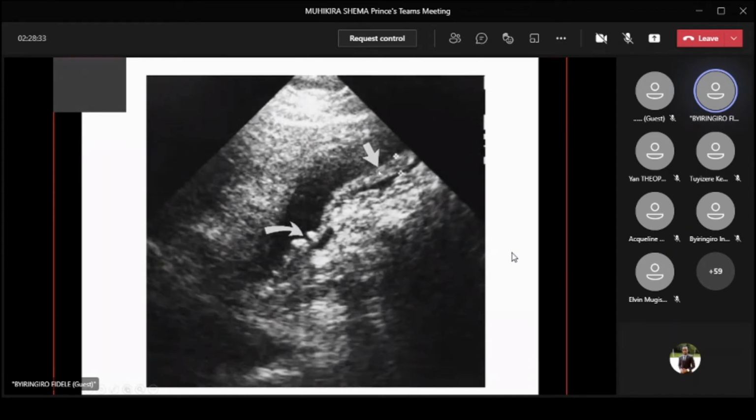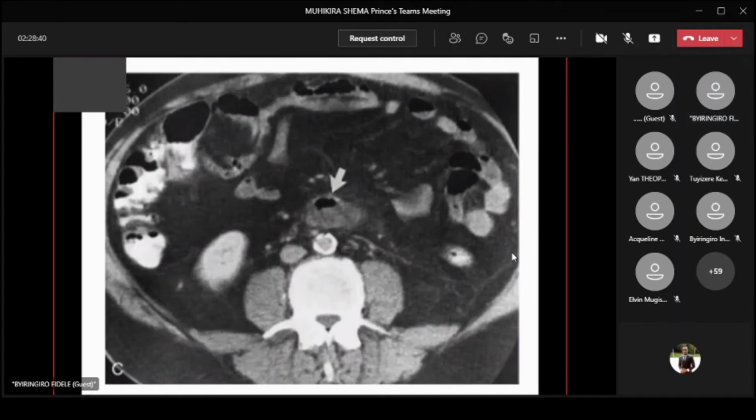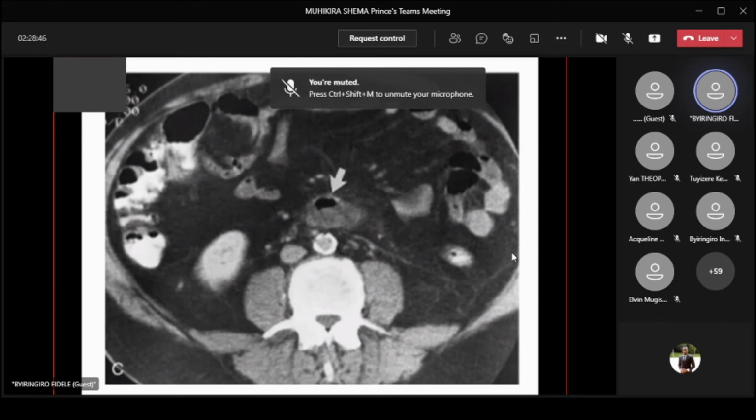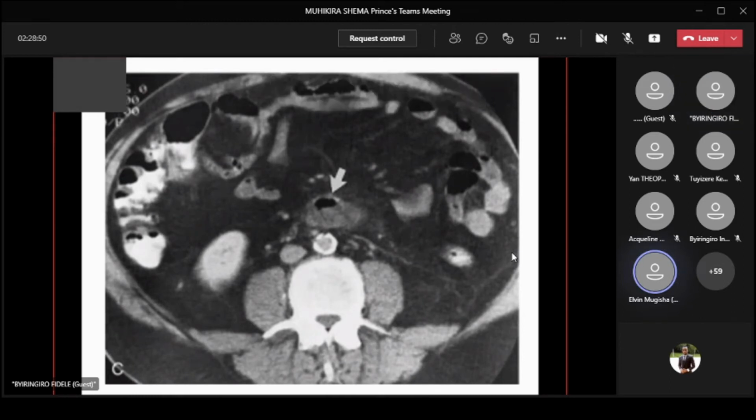What is this image? Probably a CT scan. Okay, this is a CT scan and it is showing something. These are the bowels. We have air, we have liquids. This is inside the abdominal cavity, and this is a large bowel which contains stool and air. So this is a CT scan of the abdomen.